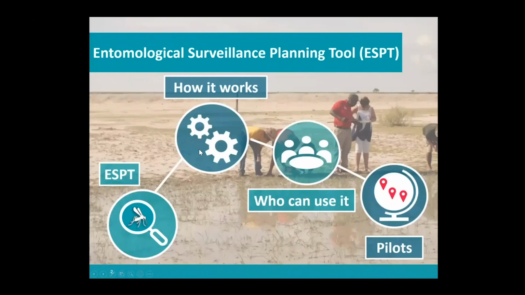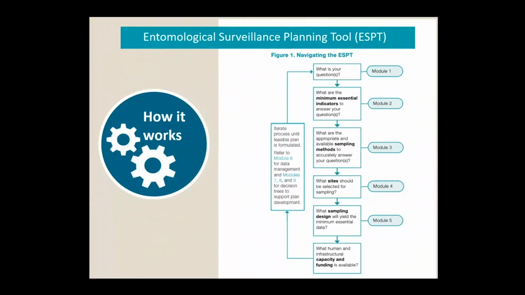How it works. This is an example of a navigation tool that's on page 4 of the manual. This navigation tree shows you how to work through the 9 modules that comprise ESPT. We'll walk you through all of those today briefly, and the ESPT supports the formulation of a program's entomological collection plan.